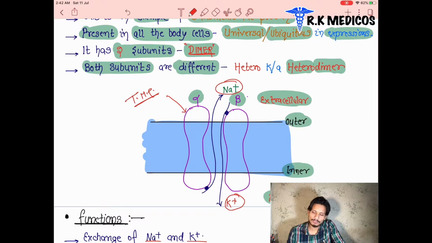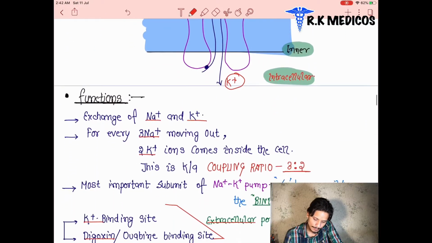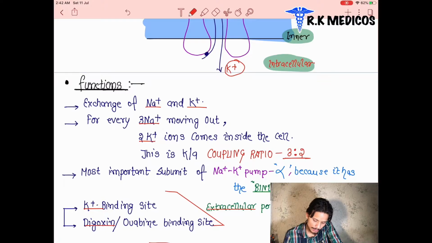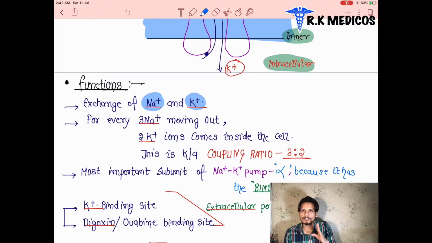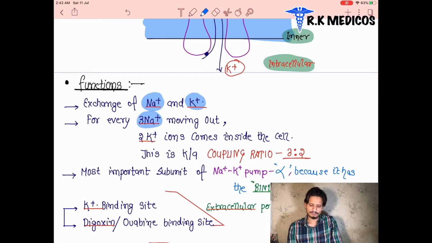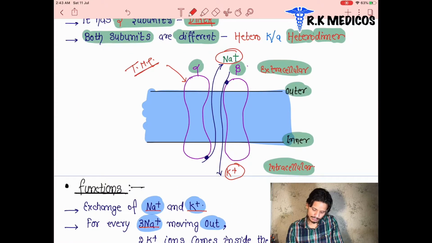After that, we can see what the functions of these pumps are. We can see the exchange of sodium and potassium, as we discussed above: sodium is transported by the alpha subunit, and potassium with the beta subunit. Next point, 3 sodium ions are moving out. We can see here 3 sodium plus, and these sodium ions are moving out, and potassium is moving in. The 2 potassium are coming in from the beta subunit.